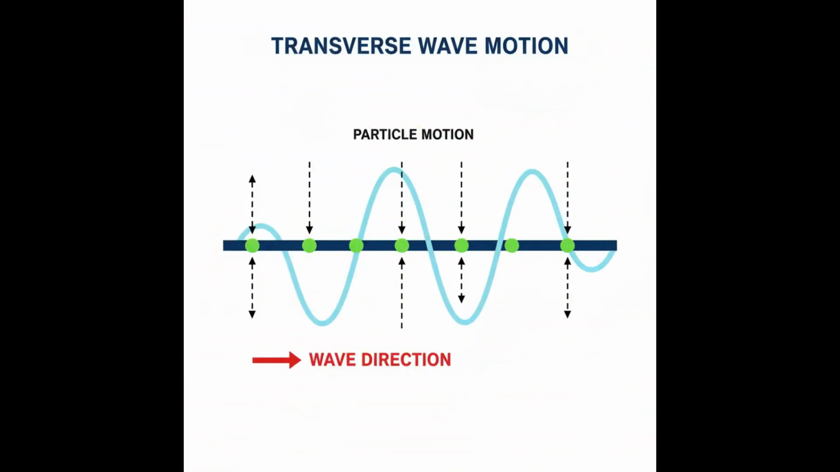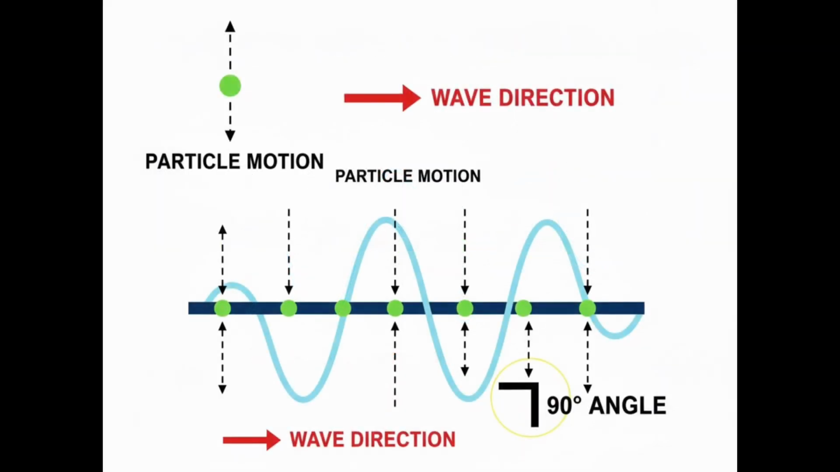Let's recall first. In a transverse wave, the particles of the medium move up and down, while the wave itself travels sideways. So the motion of the particles is perpendicular to the direction the wave travels. Now, when we talk about wave speed, we're referring to how quickly this disturbance, or the energy, moves along the rope. There are two main factors that affect wave speed in a rope.